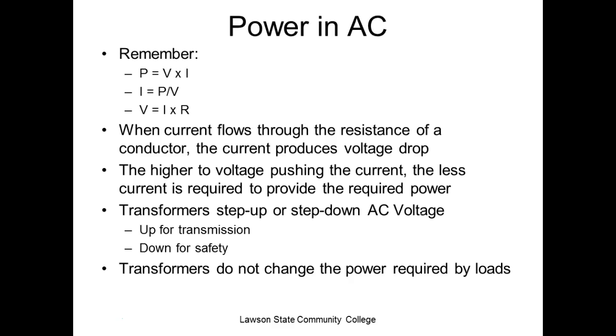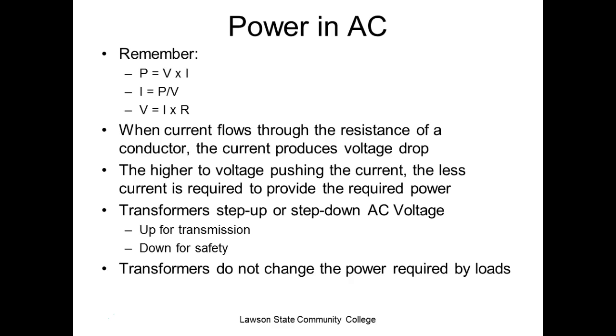Transformers step up or step down the AC voltages. We step it up for transmission, we step it down for use. So transformers do not change the power required by the load. So theoretically, I come up to my house and I turn on a 100-watt light bulb, then whoever's giving me power supplies me 100 watts. Right? Now, if the transformers were 100% efficient, that would be true. They're not. But transformers now are well over 90% efficient. They do have a little bit of core loss. If they didn't have core loss, they wouldn't get hot.